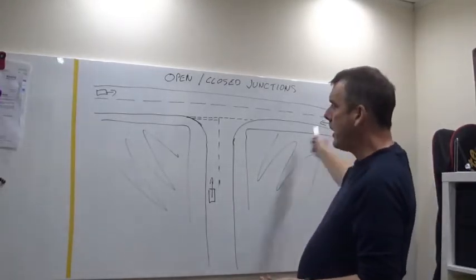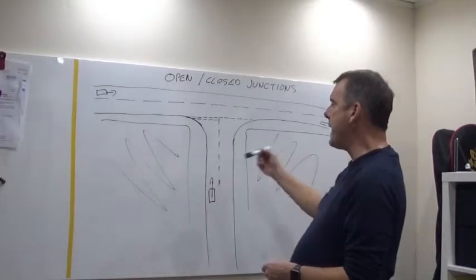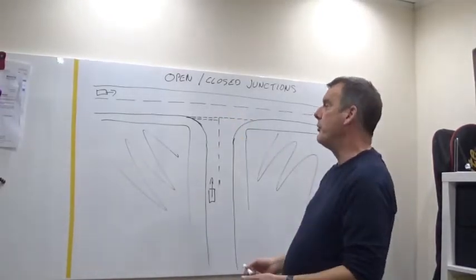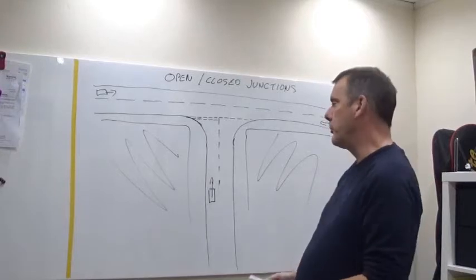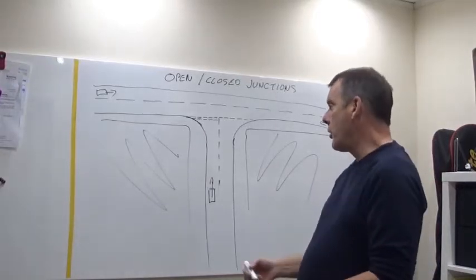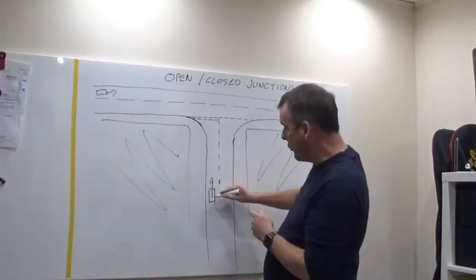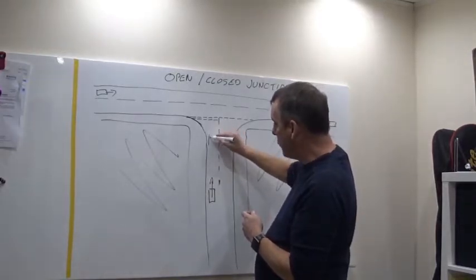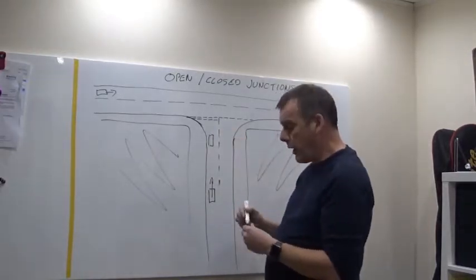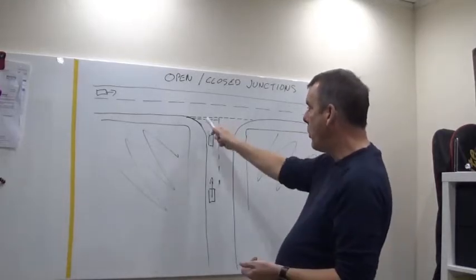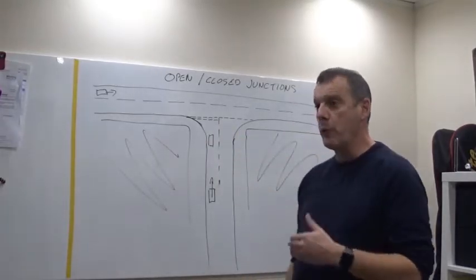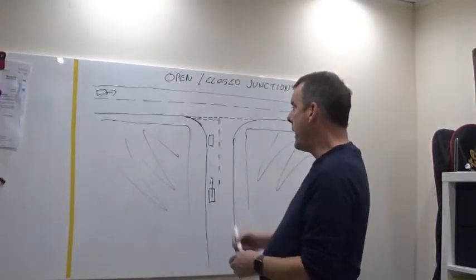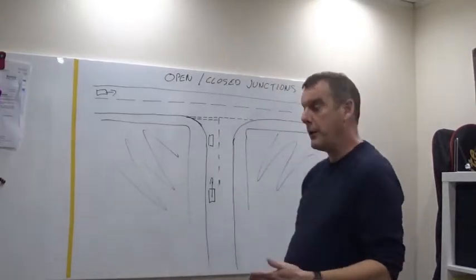So we have no idea what is coming. So we cannot make the decision to come out of this junction. What we must never do is make a blind decision and hope it's going to be clear. So with a closed junction, we're going to reduce our speed, and when we're roughly about 1.5, 2 car lengths away from the give way line, we want to be at a walking speed, and we want to get the clutch down and slip it into first gear.